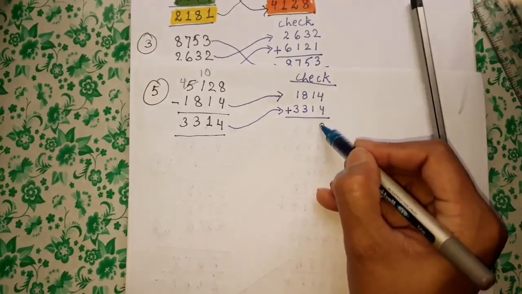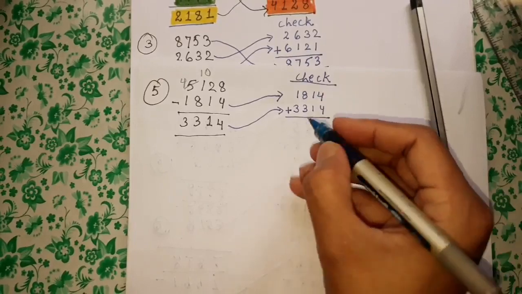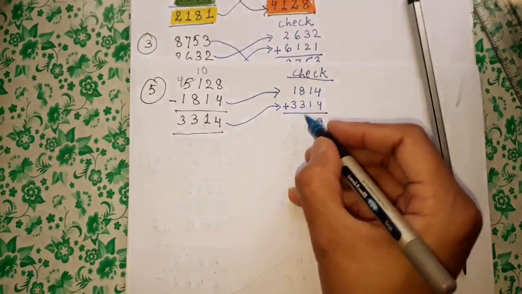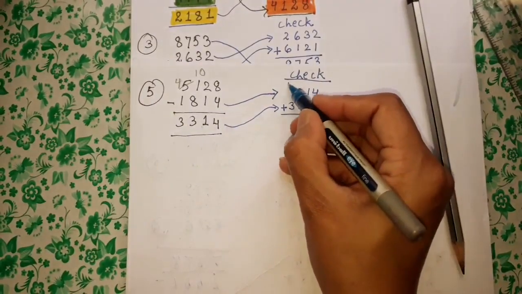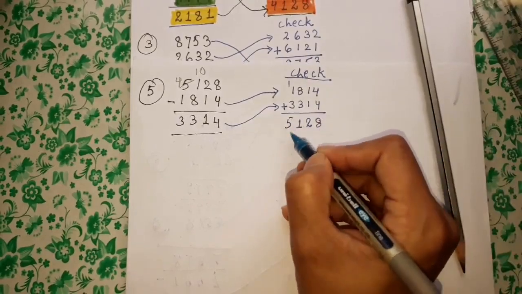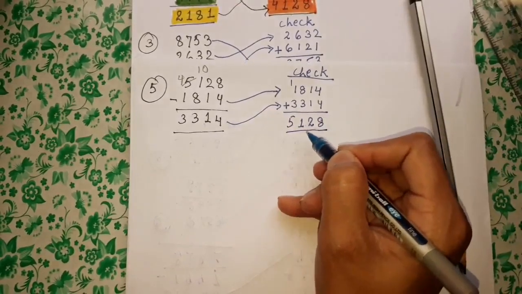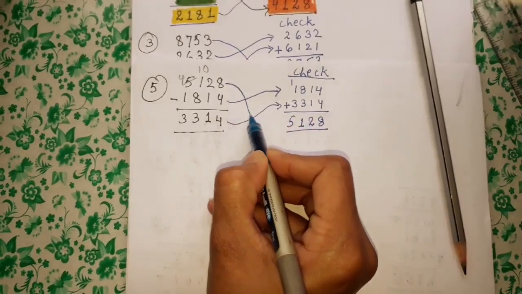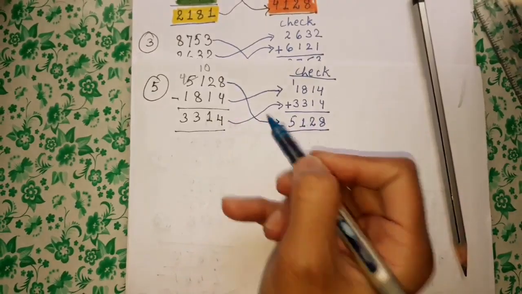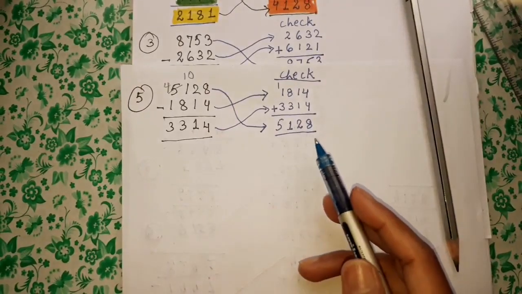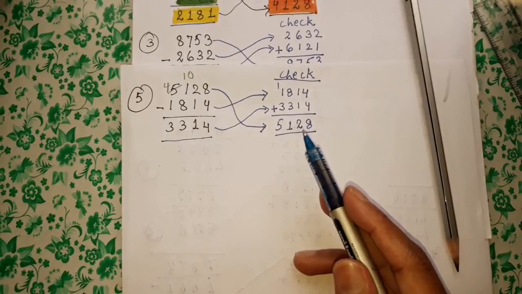4 plus 4 we get 8. 1 plus 1 we get 2. 8 plus 3 is 11, 1 again goes in our hand. 3 plus 1 is 4, 1 is 5. Here we get 5128, which is the minuend. That means again our subtraction is absolutely correct.